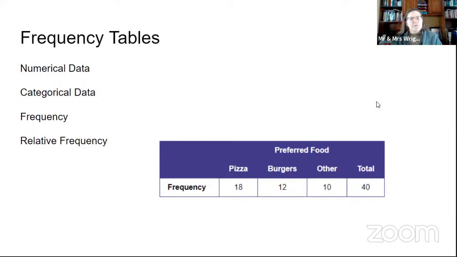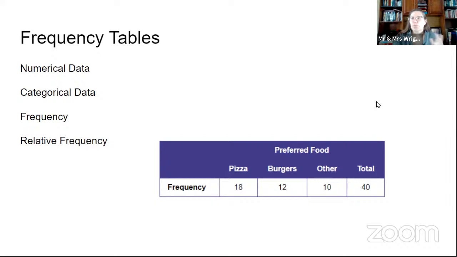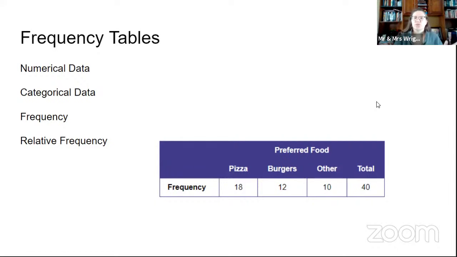So a relative frequency table is when we take these numbers, 18, and divide by the total, 40. 18 divided by 40, 12 divided by 40, 10 divided by 40. And we get percentages or proportions. Okay, so in relation to the total number, what's the frequency? That's why it's relative.